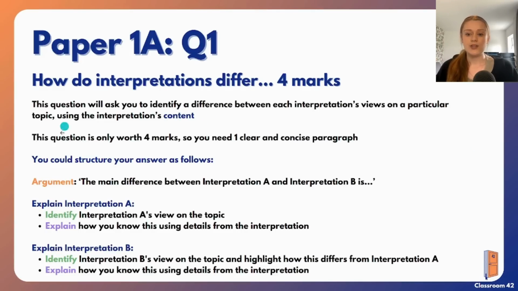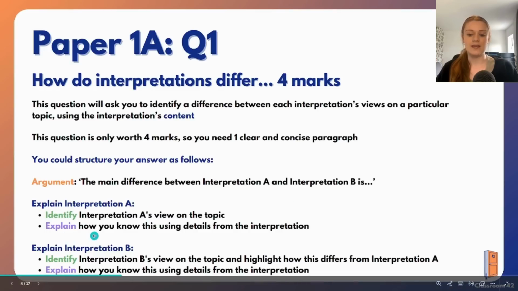For this question, it's only worth 4 marks, so you just need one clear and concise paragraph. For example, you could structure your answer as follows. Stating your argument, so the main difference between interpretation A and interpretation B is. Then explain interpretation A, identifying its view on the topic and explaining how you know this using details from the interpretation, so you can either use quotes or paraphrasing, and then doing the same exact thing for interpretation B.